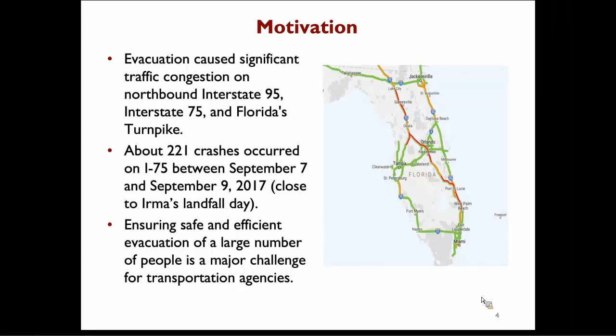And we also noticed that during that period, about 221 crashes occurred on I-75 between September 7 and September 9. And Hurricane Irma made its landfall on September 10. So it is very clear that not only ensuring efficient evacuation, it also becomes very important to ensure a safe evacuation of a large number of people. And it will become a major challenge for transportation agencies.